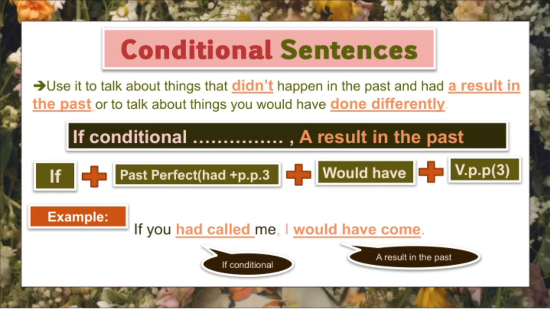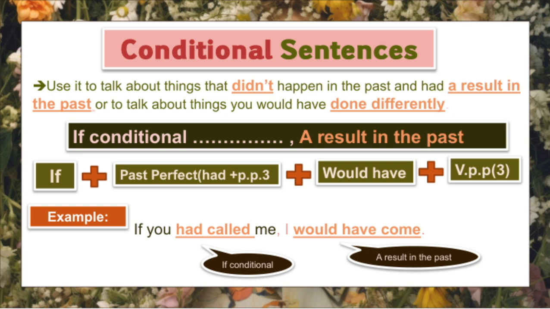Let's take a closer look at how we talk about past results with conditional sentences. When we use a conditional in the past, we're often referring to things that didn't happen, but if they had, they would have led to a certain result. For example, if you had called me, I would have come. Here, we're imagining a past situation that didn't occur, but if it had, the result would have been different.